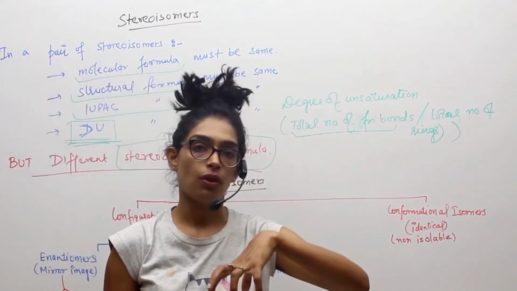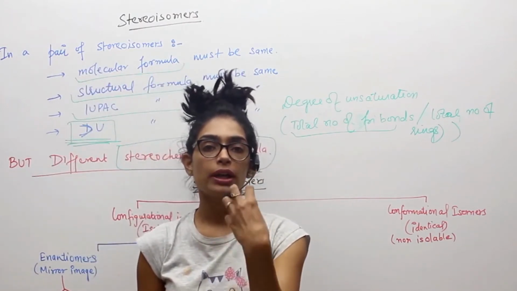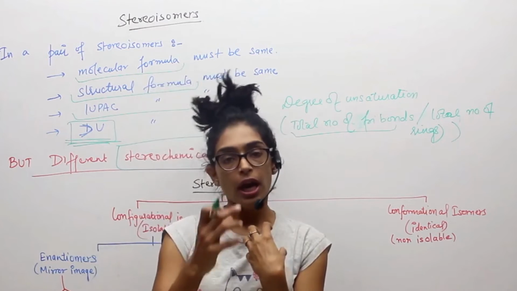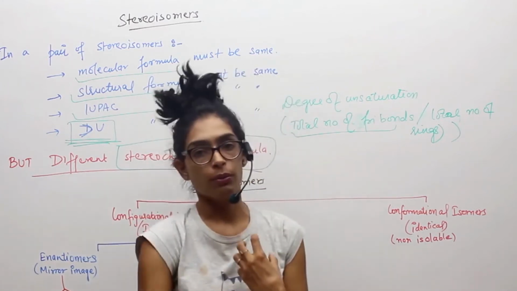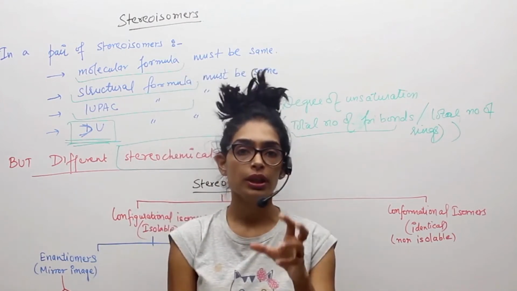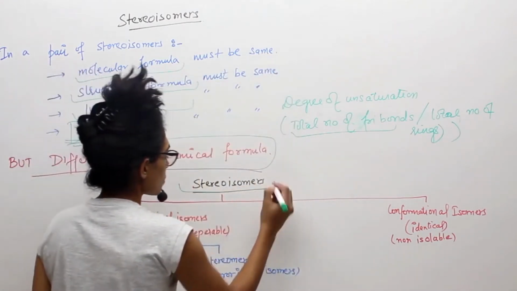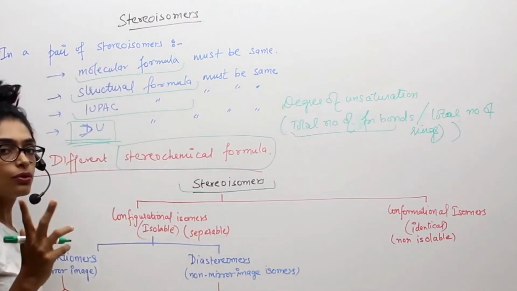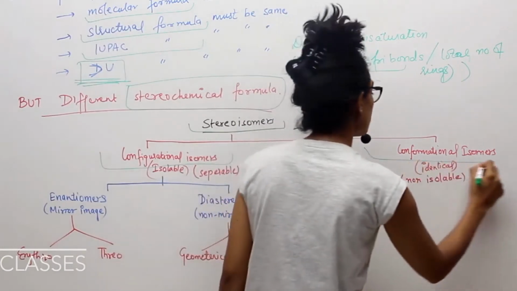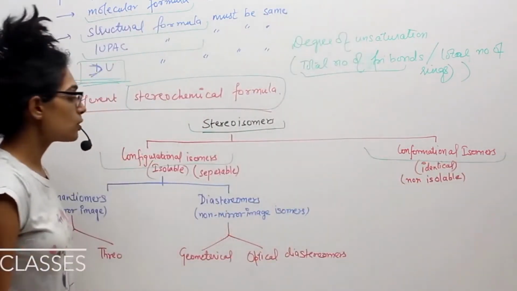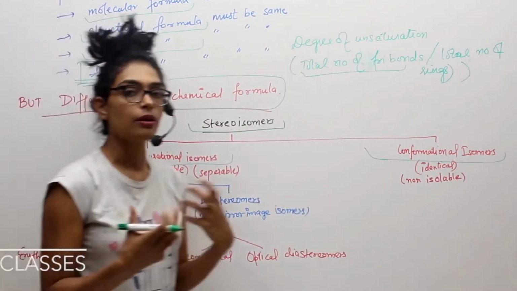That is your stereochemical formula, where we can actually represent which particular group attached on a carbon is towards the viewer, and which is away from the viewer, the way I have shown you in the molecule. Now let's talk about the stereoisomers. Stereoisomers are also of two types. One is configurational isomer and the second is conformational isomer. Configurational isomers are the ones which can be separated. That means their properties are a little different.